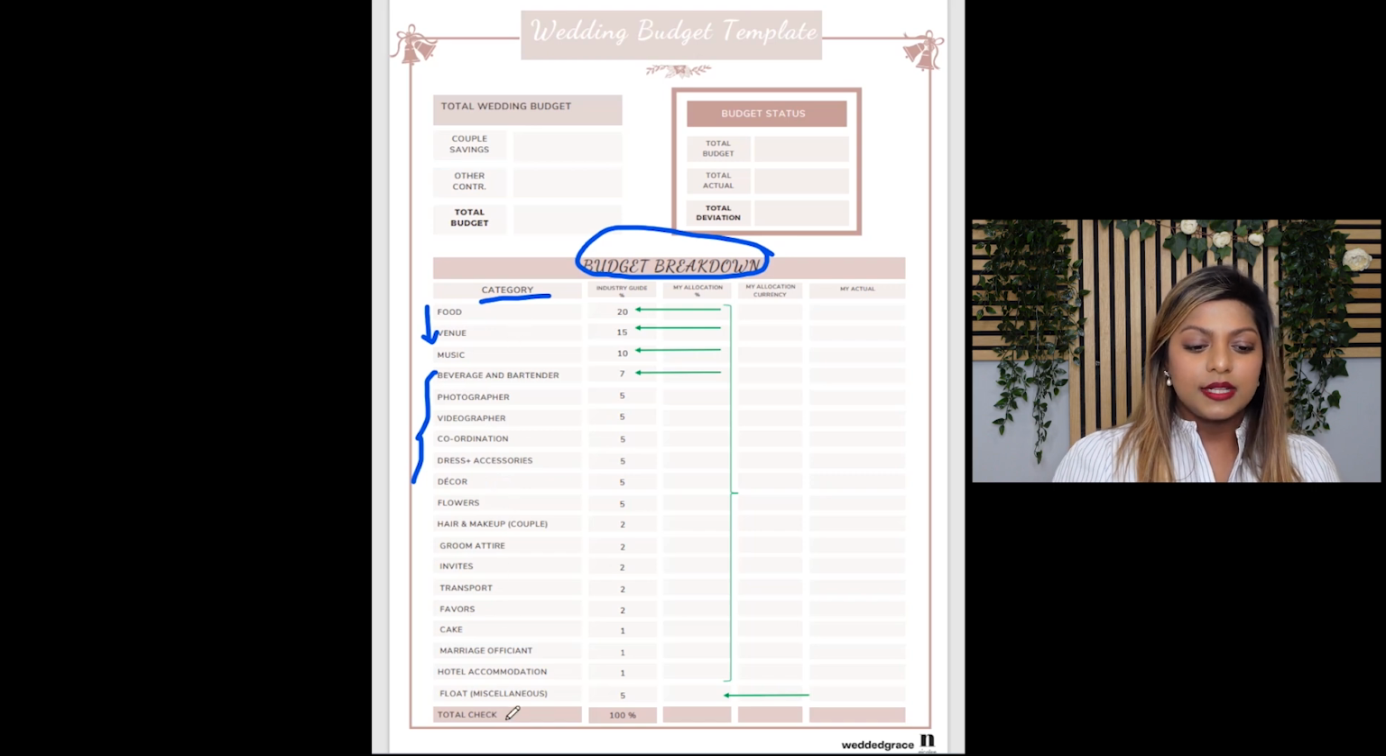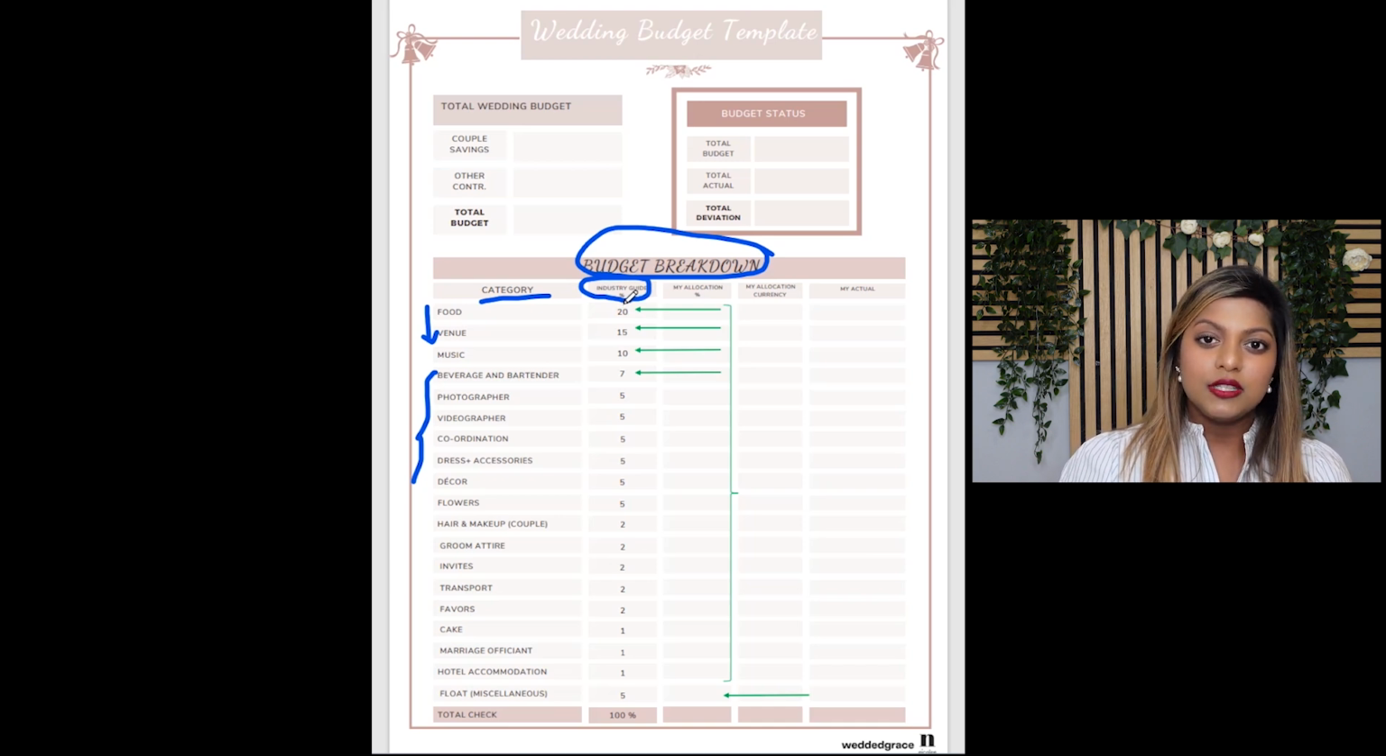So that's listed here. And then what we have next to it is the industry guide percentage. This is telling you, according to the industry, the suggestion of how much you should budget to spend on those categories. So for food, according to the industry, you should budget 20% of your total budget. This percentage is related to the amount of the total money that you have. What portion of it should you be spending on food? The suggestion is you should spend 20% of it. So one fifth should be for food.